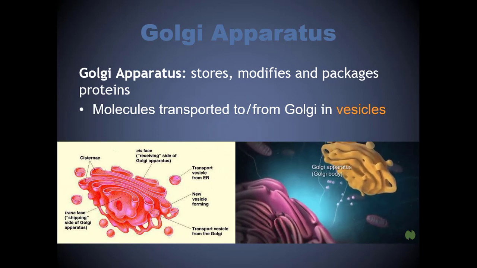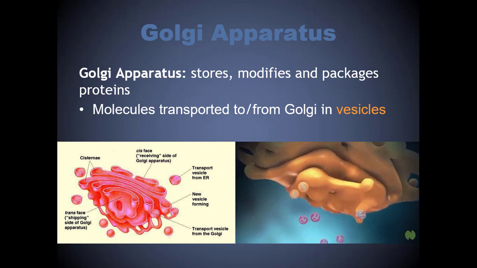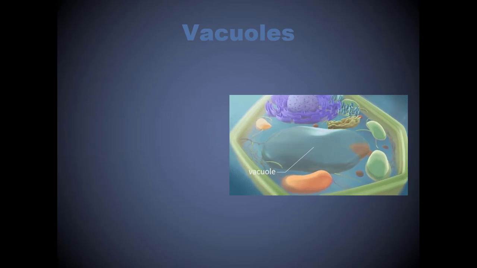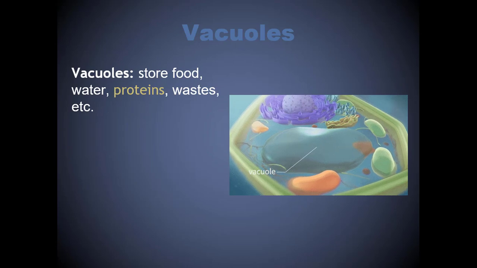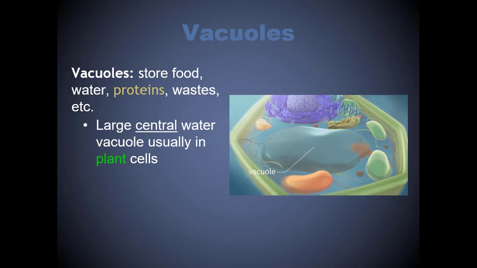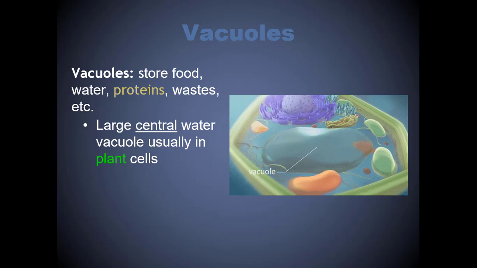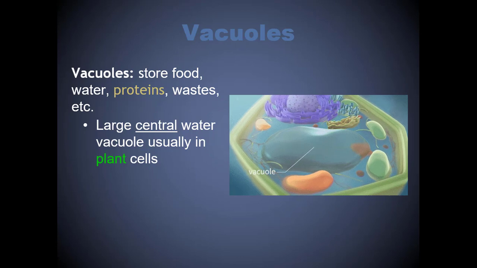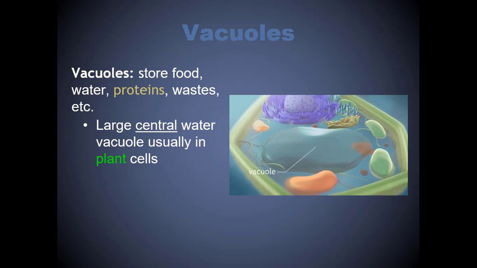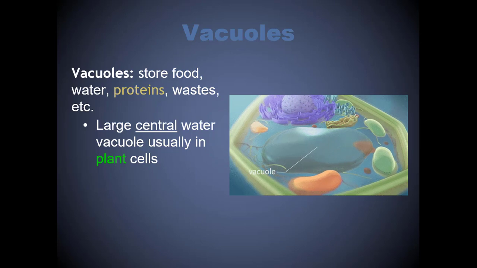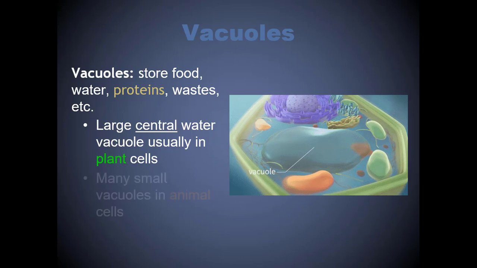Okay, then we look at the vacuoles. The vacuoles store food, water, proteins, waste, and so on. And the large central water vacuole is usually in plant cells. So in plant cells, it is very large, almost as if it takes the position of the nucleus, as you see in the animal cell. So in the plant cell, the nucleus is more to the side of the cell, while the vacuole takes that central position. And it's very important, as you'll get to know, there are many small vacuoles in animal cells.